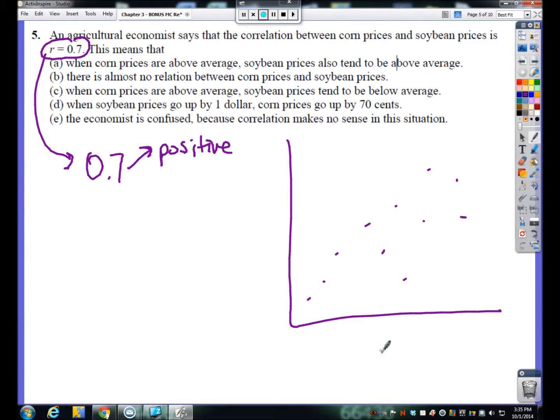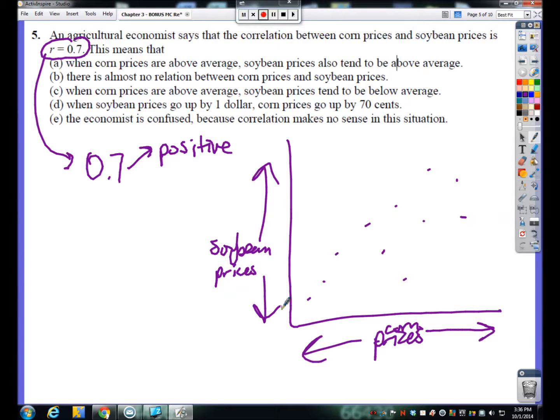So if they talk about prices of, we'll say corn prices, maybe this is soybean prices, they didn't really specify, but with correlation, it doesn't matter which one's the explanatory and which one's the response. So typically with a positive correlation, as corn prices increase, soybean prices will increase as well. And if one decreases, then the other one will probably decrease as well. So when corn prices are above average, soybean prices also tend to be above average. This sounds pretty good. So let's leave A.